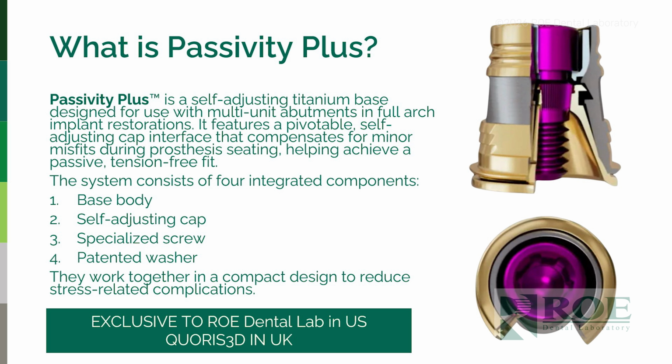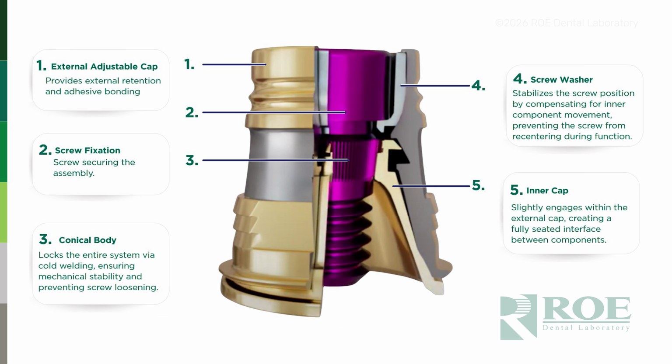So you've got four main elements to it. The first element is the base body itself, which is the biggest component. There's a self-adjusting cap, which is this bell that sits inside. That's the bit that actually attaches down onto the MUA. You've got a specialized screw built within the tie base, and there's also a little patented washer. And all of these things work together to create what is quite a compact design to reduce the stress-related complications. So here's just a close-up image.